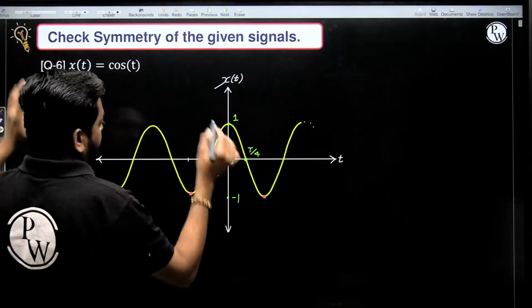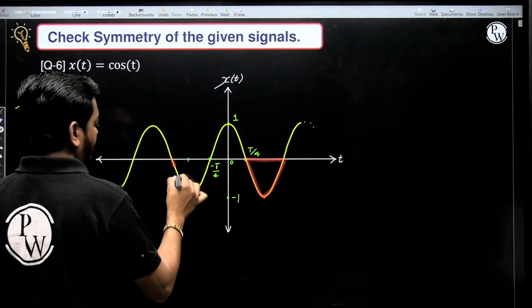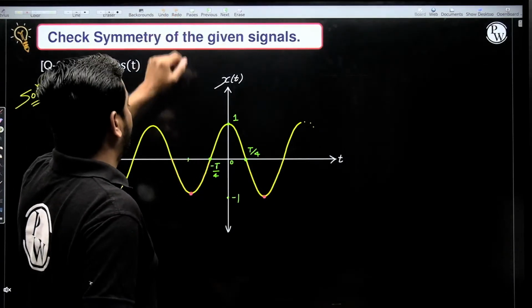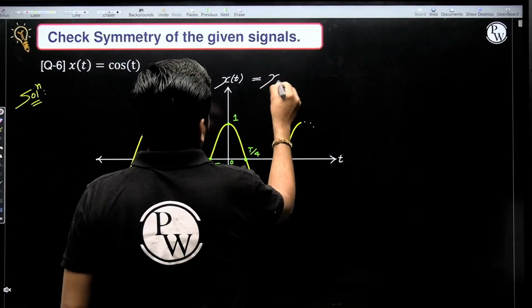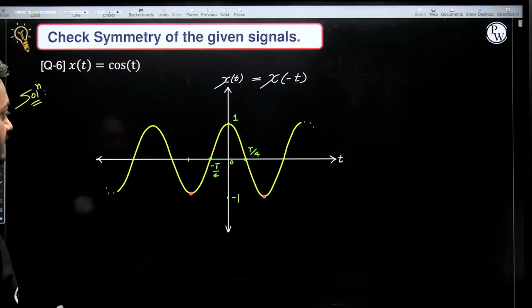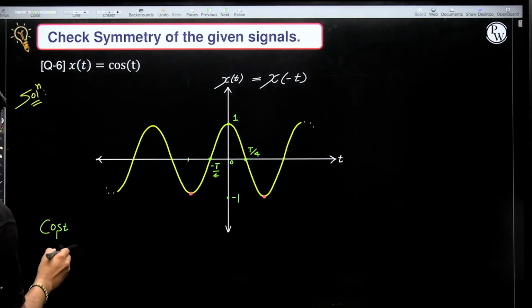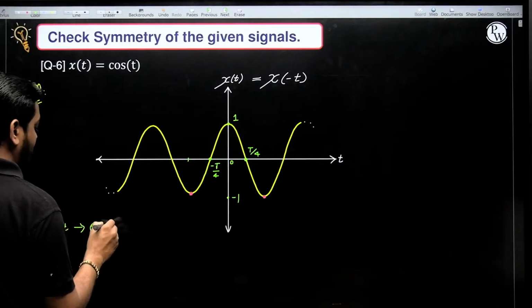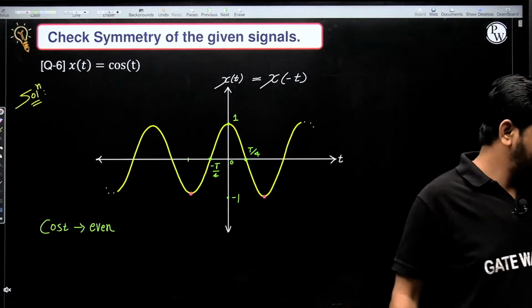Similarly you can see here, between t by 4 and t, it looks the same. That's why this is an even signal. Folding with respect to the y-axis, x of t is nothing but x of minus t. That's why this cos function is an even function. Very good guys, cos t is an even signal.